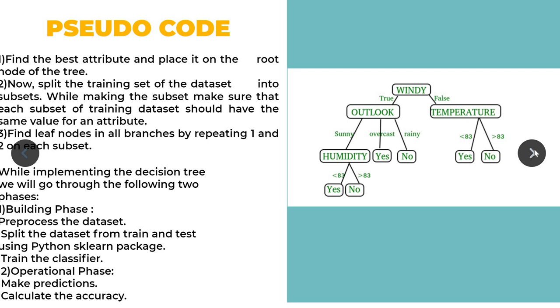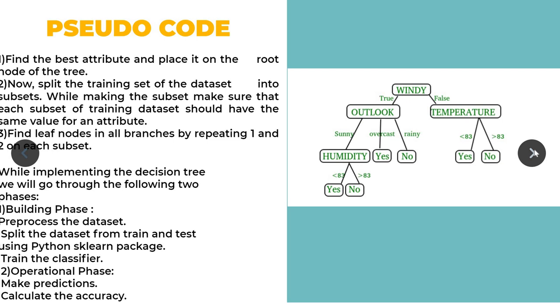Pseudocode. First, find the best attribute and place it on the root node of the tree. Now, split the training set of the dataset into subsets. While making the subsets, make sure that each subset of the training dataset has the same value for an attribute. Find leaf nodes in all branches by repeating steps 1 and 2 on each subset.